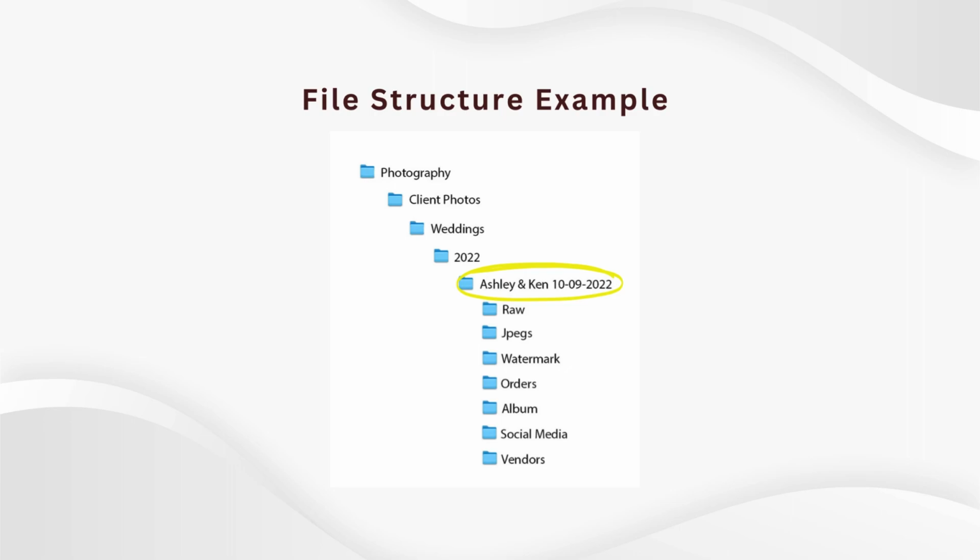Under that specific client's folder, I have a few other folders. I make a folder for raw files. I make a folder for JPEGs, for watermark images, orders, album, photos that I want to share on social media. And I also make a folder for vendors if I am going to be sharing some of the images with some of the wedding vendors that I worked with. But under the vendors folder, if I share with, let's say, a makeup artist and a florist and the DJ, I have a folder for each one of those. So let's go ahead and break those down.